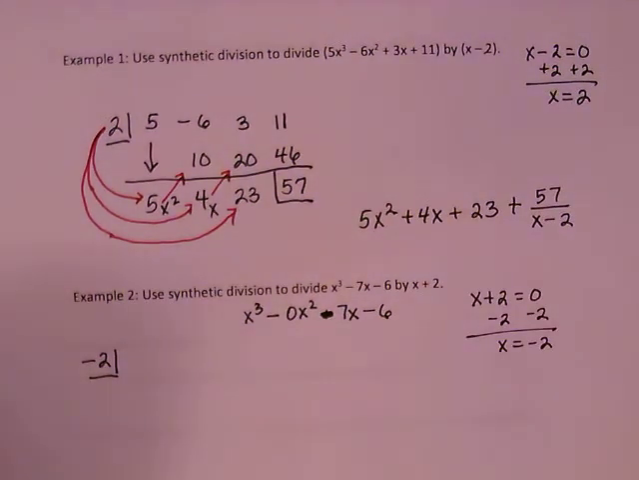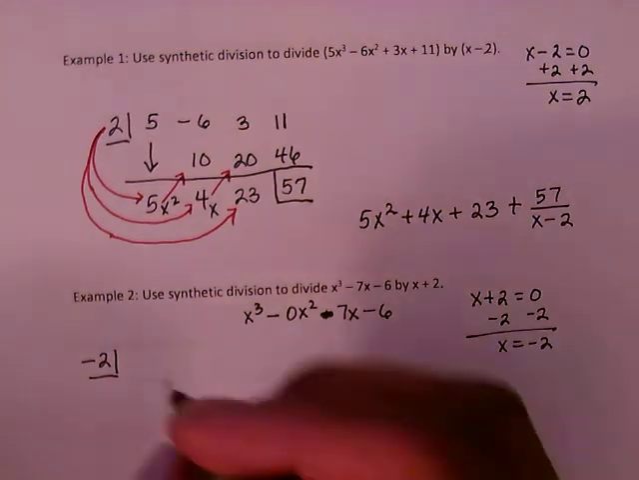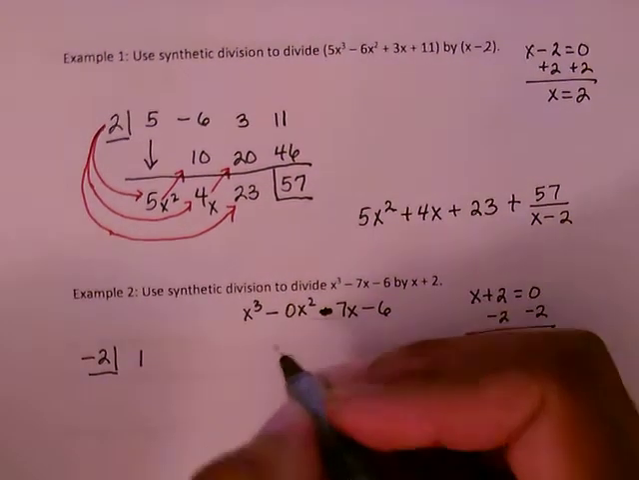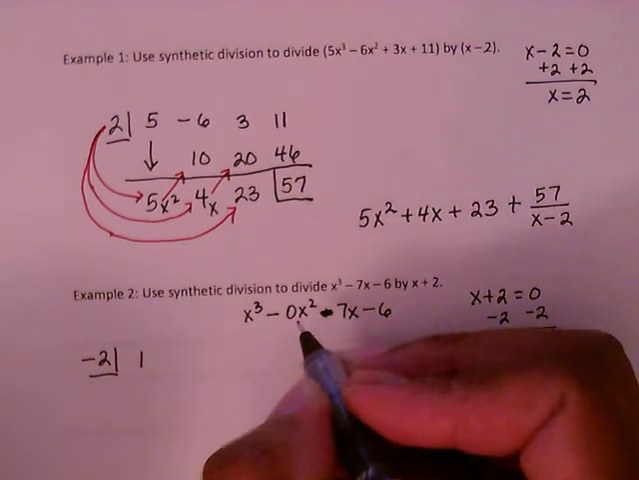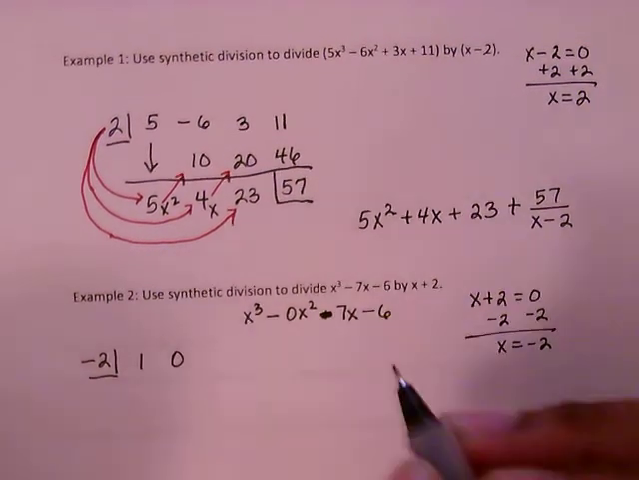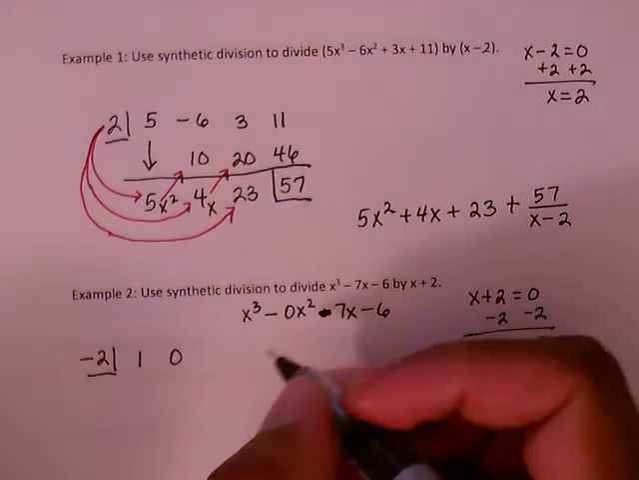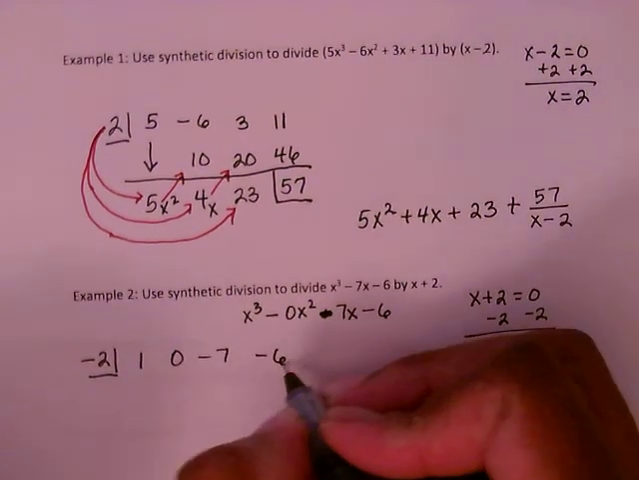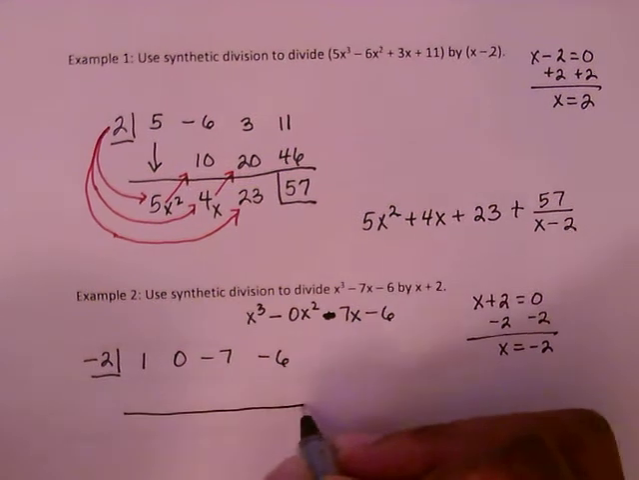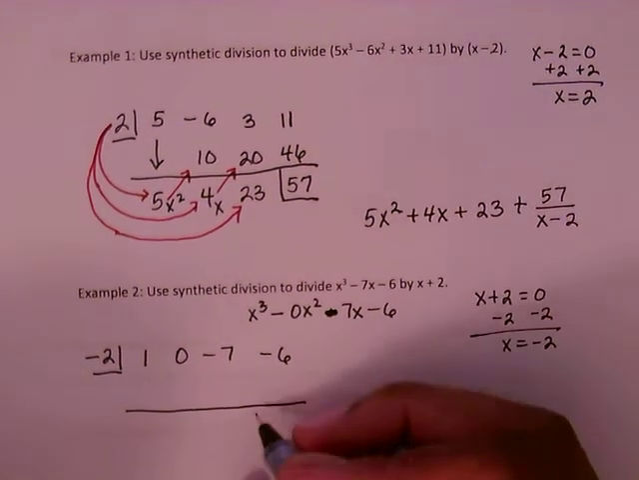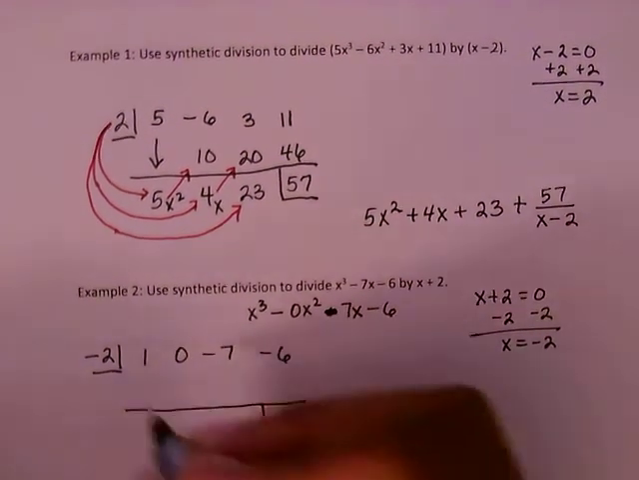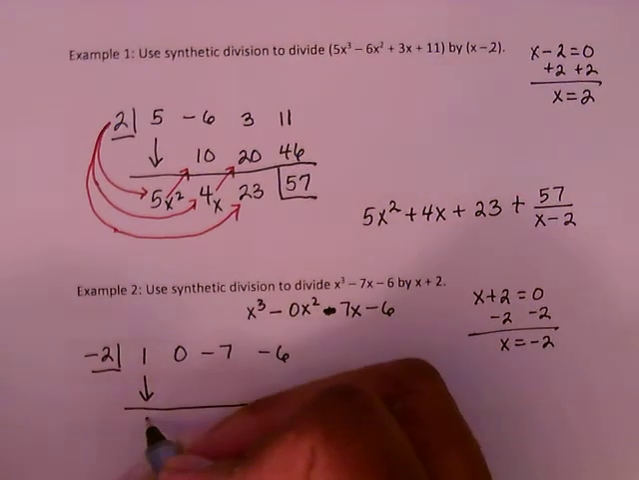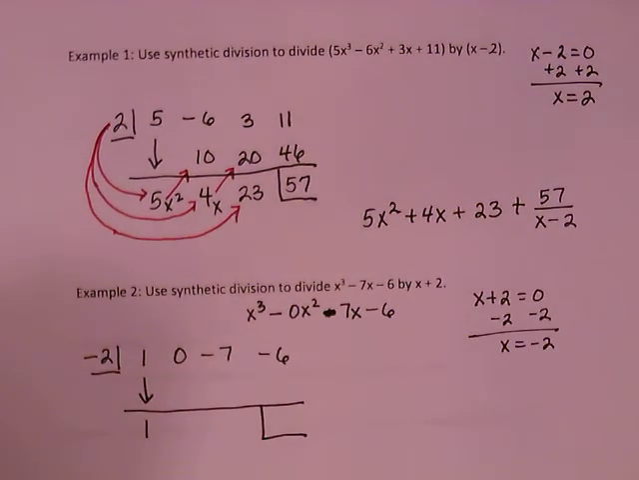So now I can write my coefficients here. For the x cubed, it's going to be 1. The x squared term is missing, so that's a 0 for that. The x will be negative 7, and then negative 6 for the constant term. And now I'm going to bring down the leading coefficient of 1 in the bottom row.